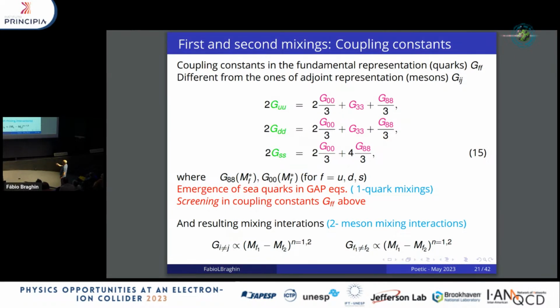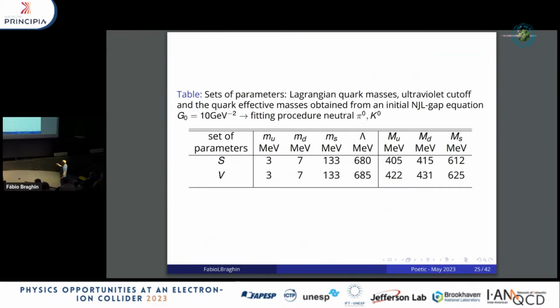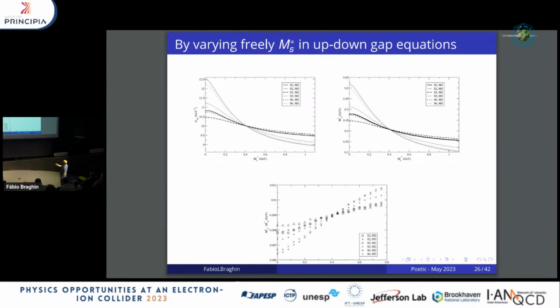spectra, I just emphasize that here we have the anti-up quark. This interaction depends on the strange quark mass. And then we can take the strange quark mass and vary it for a wide range of values. So these are plots of the up and anti-up interaction, constituent up quark mass, and the difference between down and up constituent quark mass as a function of the constituent strange quark mass.